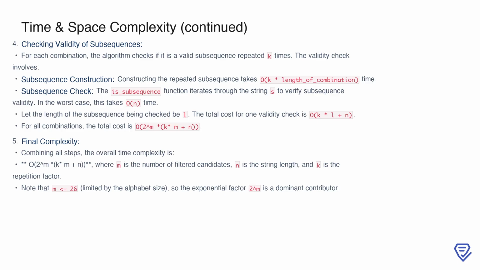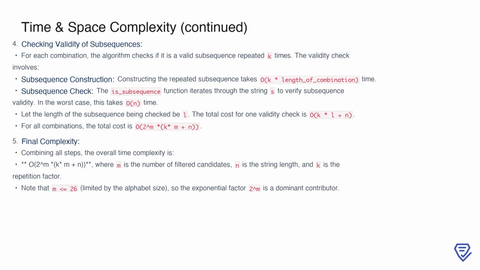For a given combination, the algorithm constructs the repeated subsequence, which involves concatenating the combination k times. This takes k * length_of_combination time. Then, the is_subsequence function is used to verify if this repeated sequence is a valid subsequence of the string s. This check iterates through s and, in the worst case, takes O(n) time. Let the length of the combination be L. The total cost for a single validity check is therefore k * L + n.